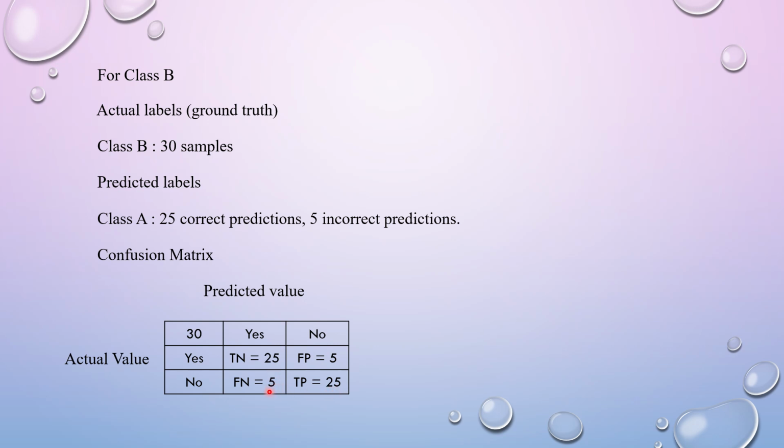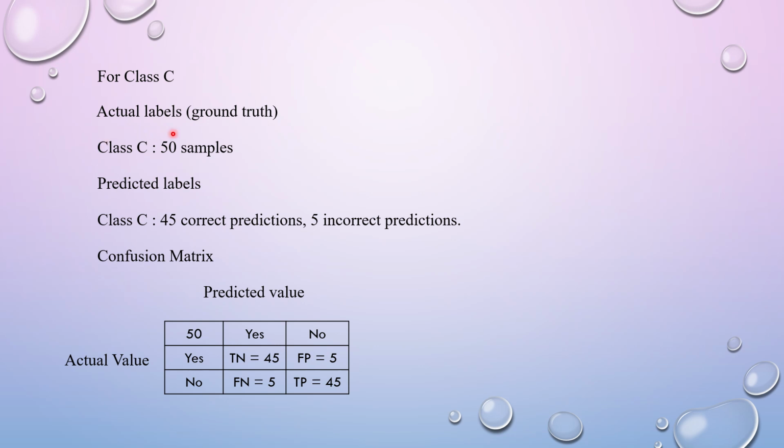25 plus 5 is 30 and 5 plus 25 is 30. So this is the confusion matrix for class B. Now class C, this is the confusion matrix for class C.